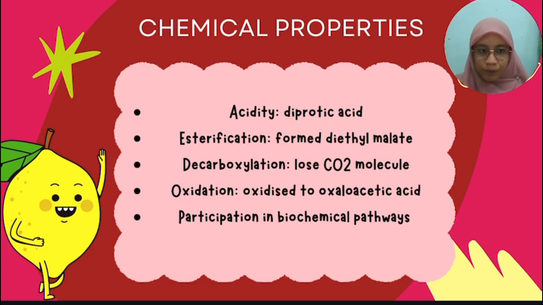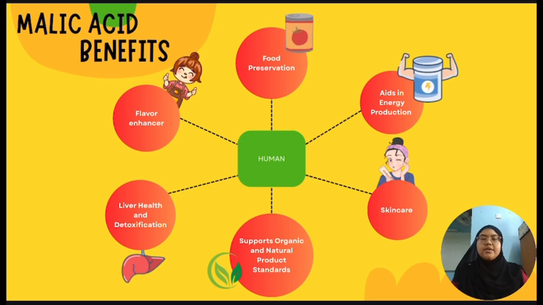Last but not least, malic acid has participation in biochemical pathway. Malic acid acts as an intermediate in the citric acid Krebs cycle, essential in cellular respiration. Next, we will look at malic acid benefits. Malic acid benefits humans in many ways, such as flavor enhancers, food preservation, to support organic and natural product standards, for liver health and detoxification, aids in energy production, and last but not least, skincare.